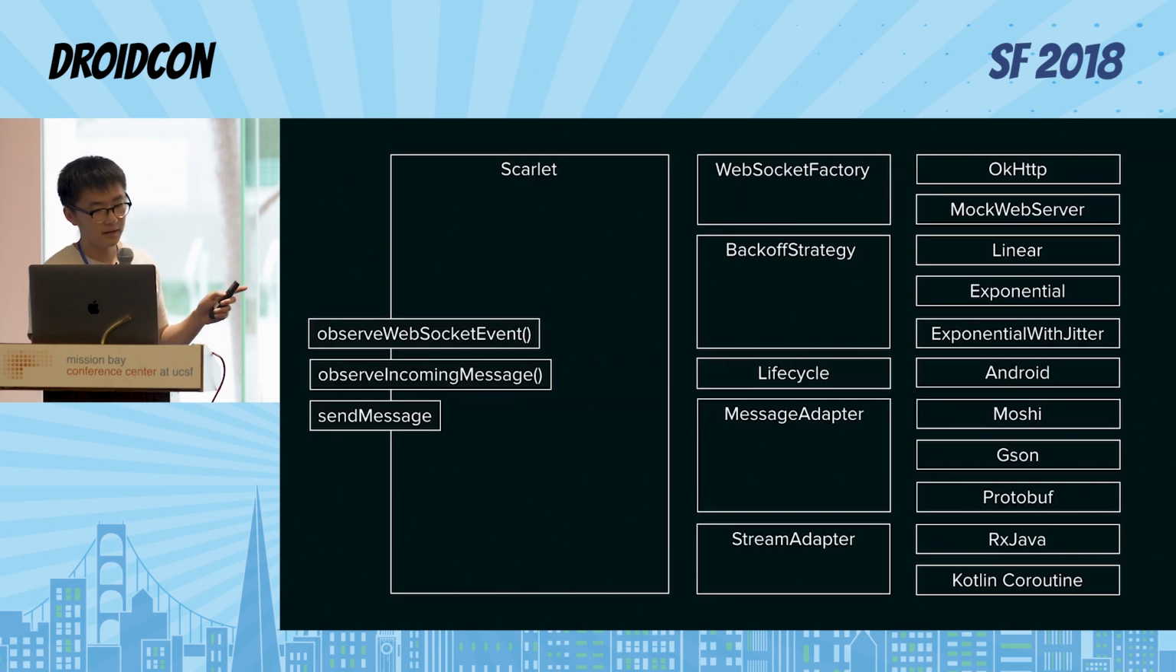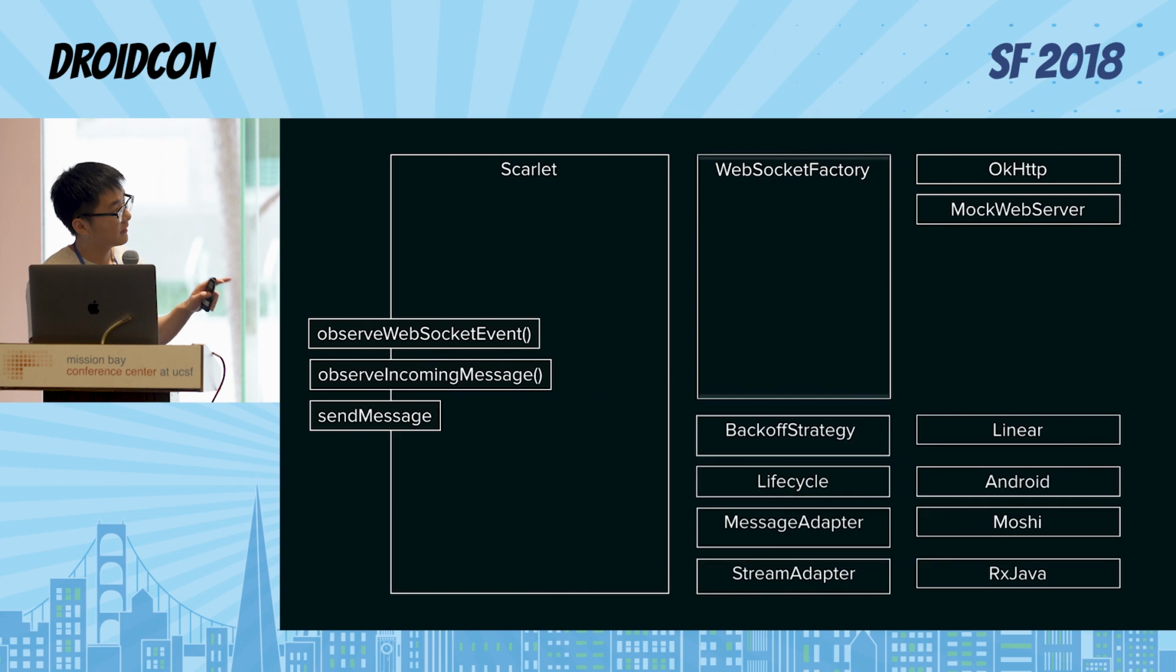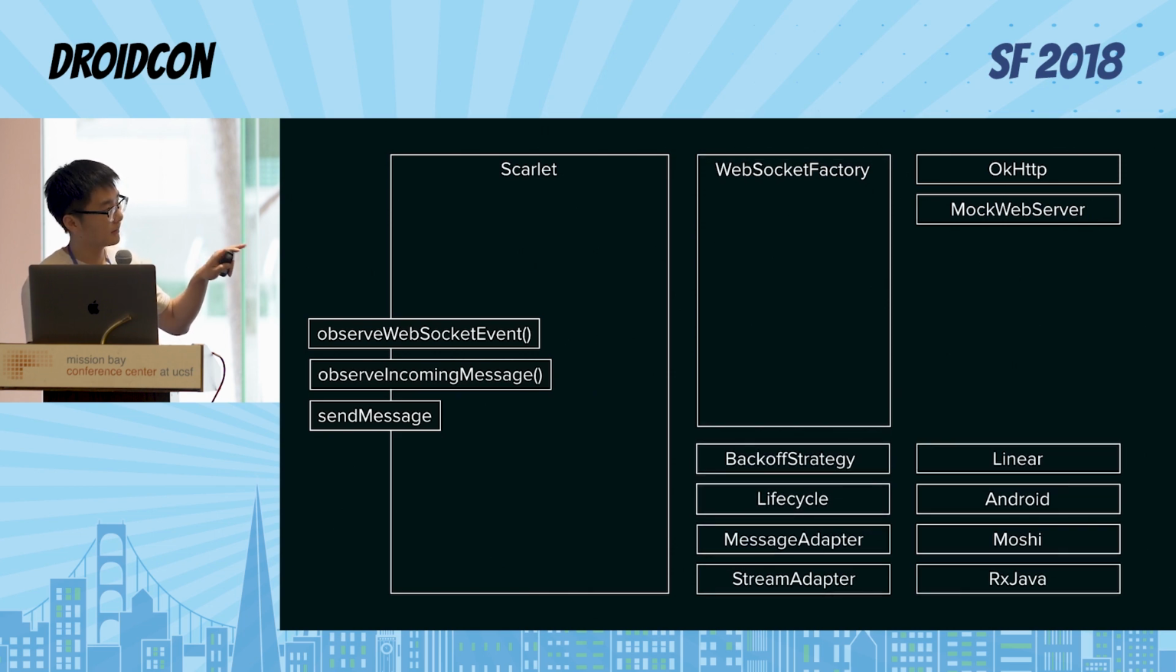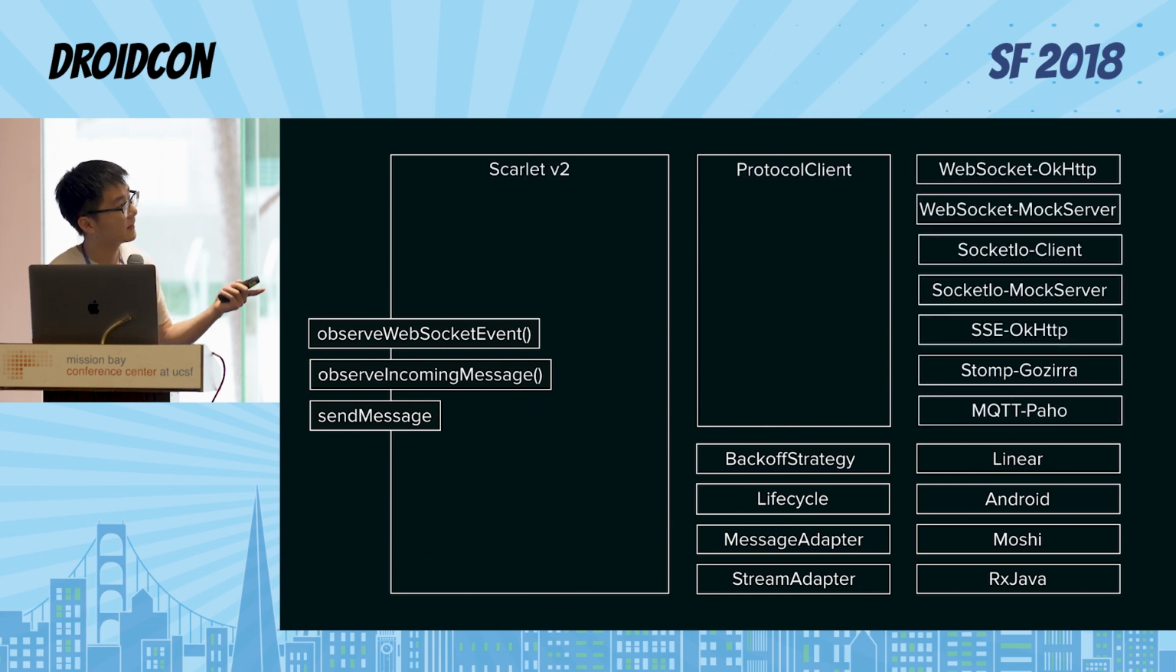Let's take a look at all the plugins Scarlet has. Here's what we did. In Scarlet v2, we climbed up the ladder of abstractions. We took the WebSocket abstraction and turned it into a protocol client. So by doing so, we're able to support any persistent connection protocols available.